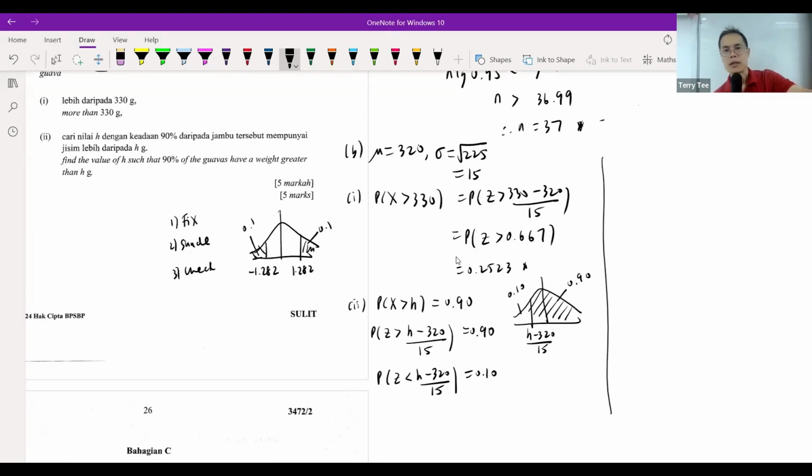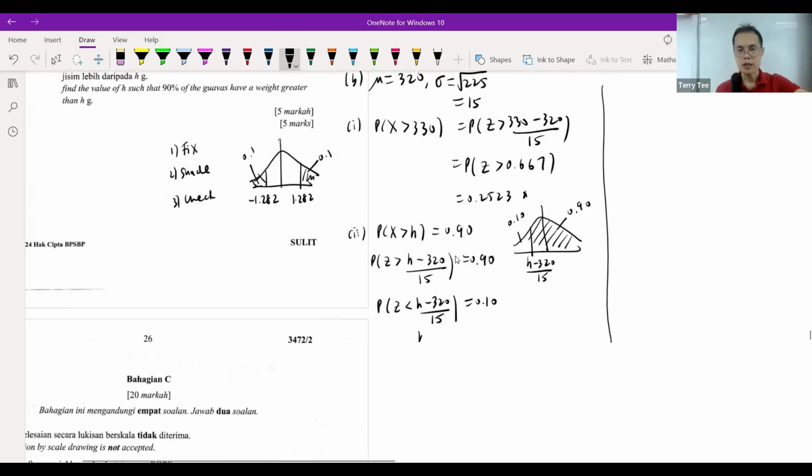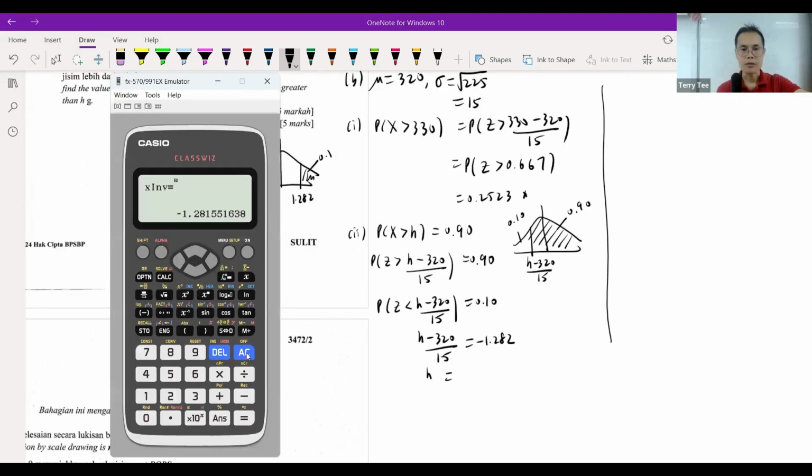So here, my (h minus 320) over 15 is now negative 1.282. So what I need to do is to multiply by 15 and then add 320. Let's go back to this one. Negative 1.282, you multiply by 15 plus 320. My answer h is 300.77.